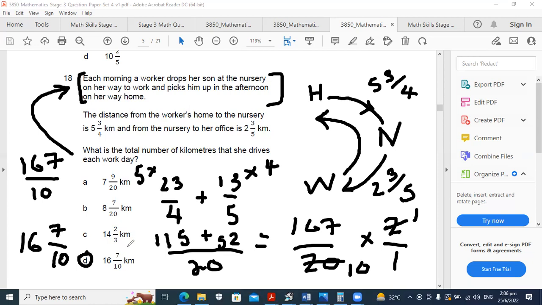But guess what? If you were to add the two fractions, the answer is actually there for A. It's actually 7 and 9/20. But the answer is actually what? D.